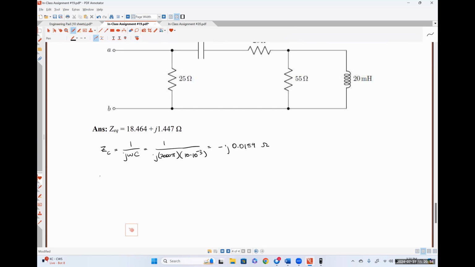For our inductance, our impedance is going to be j times omega times the inductance value. So that's j times 2000 pi times 20 times 10 to the minus 3. Let me throw that in my calculator really quickly. And that comes out to be j 40 pi ohms.